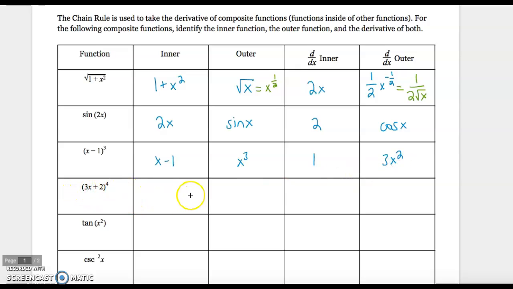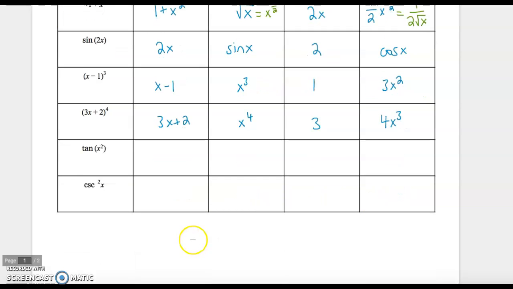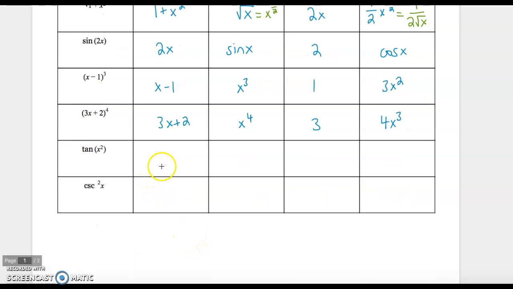Let's see this one. Inner function is 3x plus 2. Outer function is x to the 4th. The derivative of your inner function is 3. The derivative of your outer function is 4x cubed. All right, it looks like we got two more, so let's go ahead and do those ones. My inner function here is x squared, and my outer function is tangent. The derivative of x squared is 2x, and the derivative of tangent is secant squared. That's one of your flashcards you have to know.